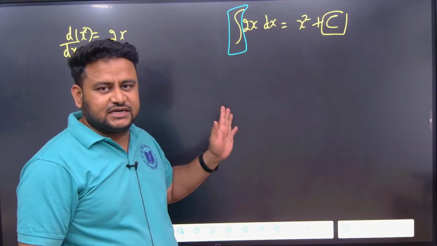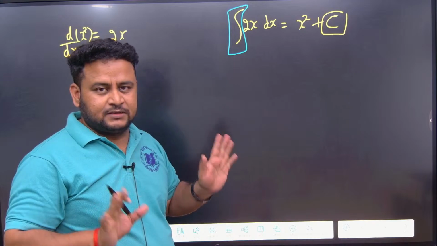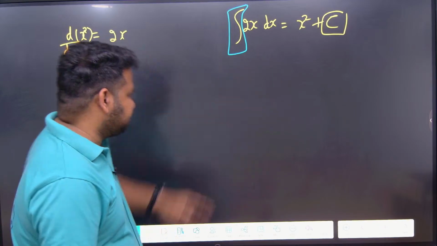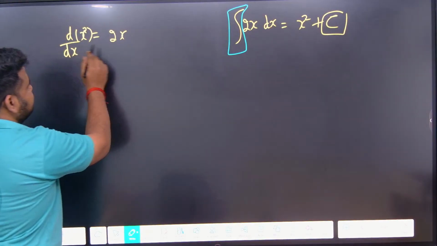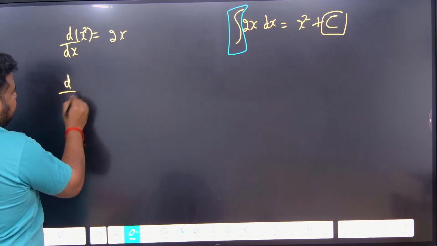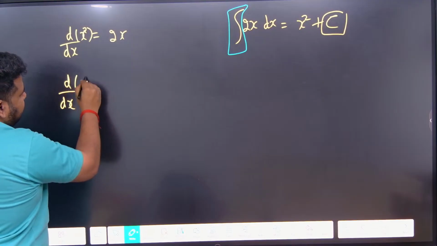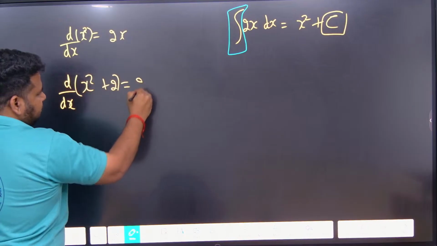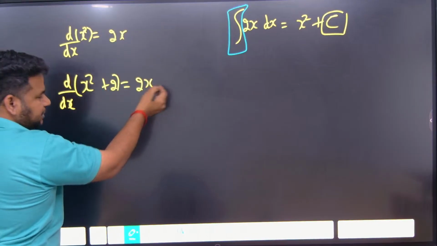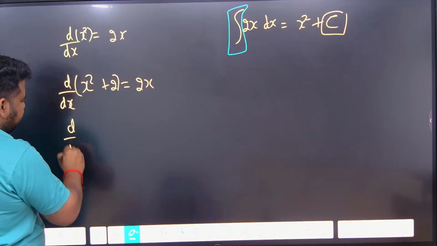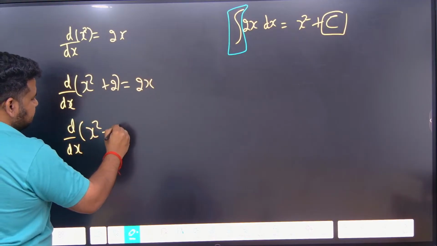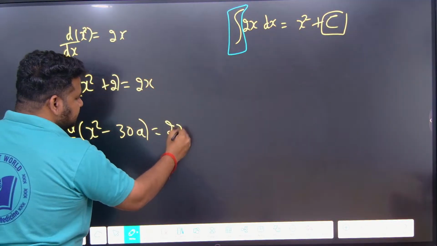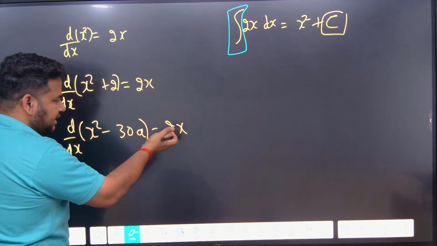But in indefinite integration, or if I say integration per se, definitely the constant of integration should come. Why? Let me explain now. d by dx of x square is 2x. If I write d by dx of x square plus 2, the derivative of x square is 2x, and the derivative of a constant is 0, so it will be 2x only. If I write d by dx of x square minus 30, x square gives 2x, and 30 is a constant, so it will be 0. The answer will be 2x.